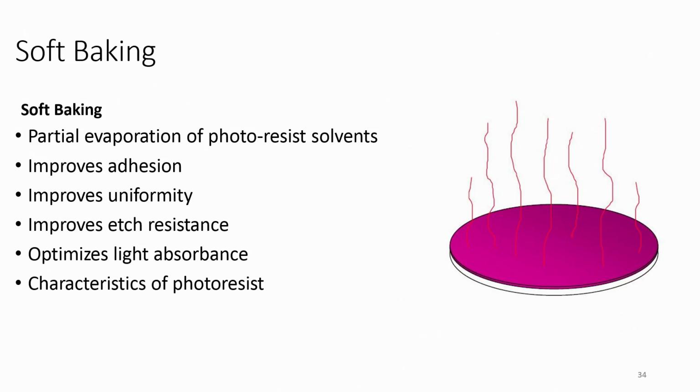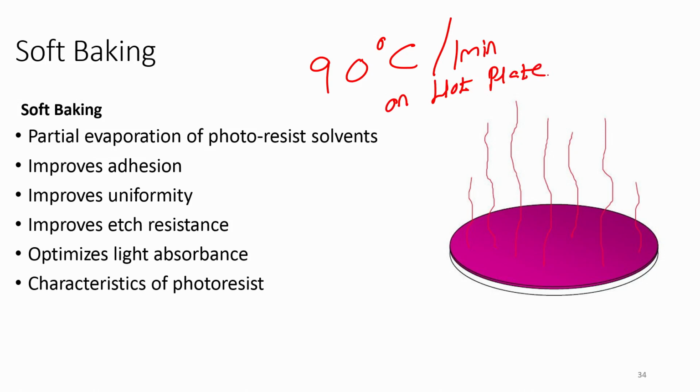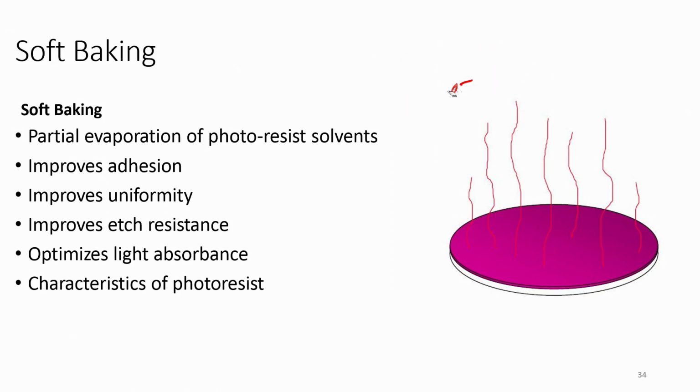If you remember, the steps in photoresist: after spin coating there is a soft bake. Soft bake, like I said, 90 degrees, 1 minute, depending on type of photoresist. 1 minute on what? On hot plate. So, when we perform soft baking, what is the advantage of soft baking?